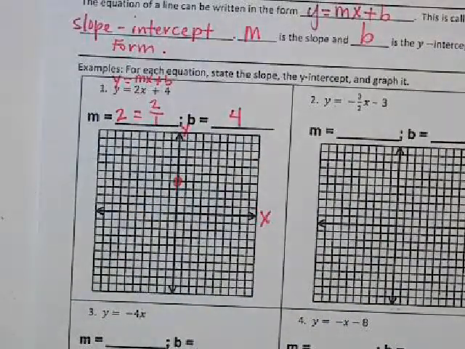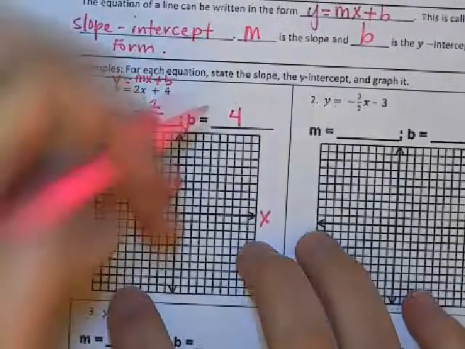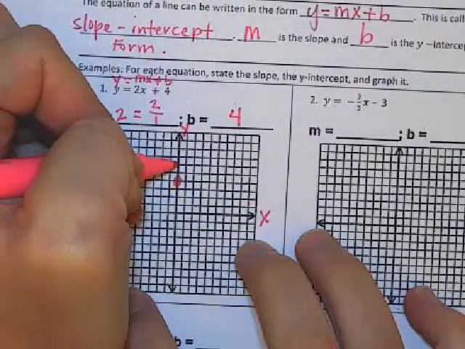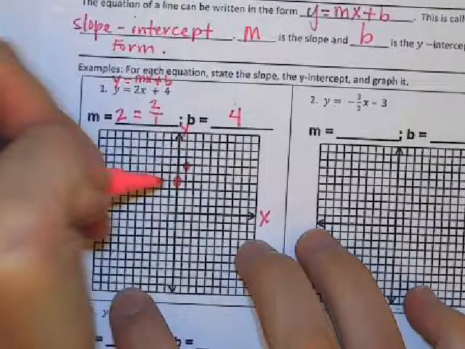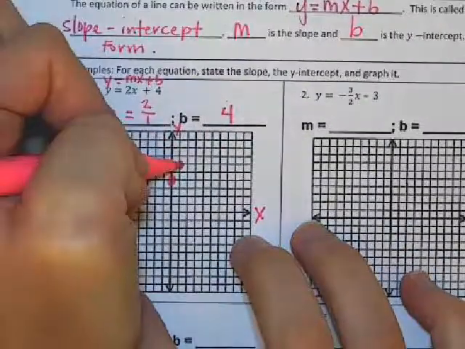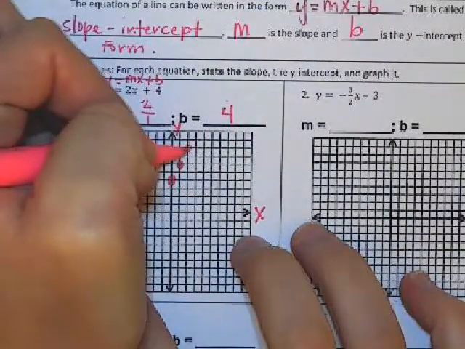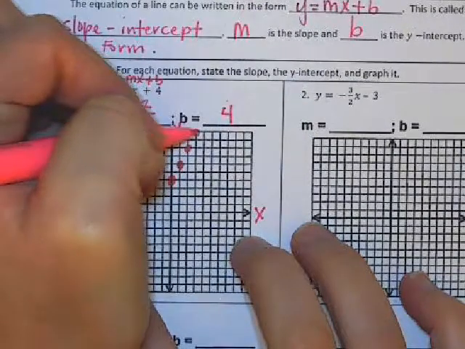Now that I have a starting point, I'm ready to rise over run. Is my slope positive or negative? Positive. So am I going to go up or down first? Up 2, because it's positive, to the right 1. We always run to the right. Then do it again. Up 2, right 1. And again, up 2, right 1.